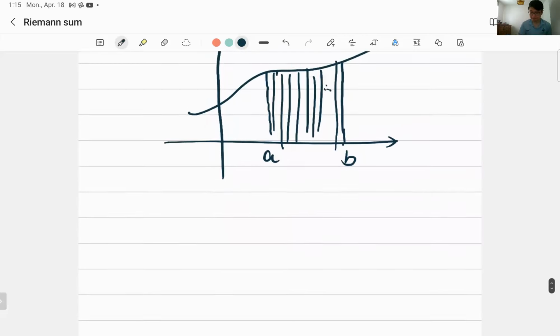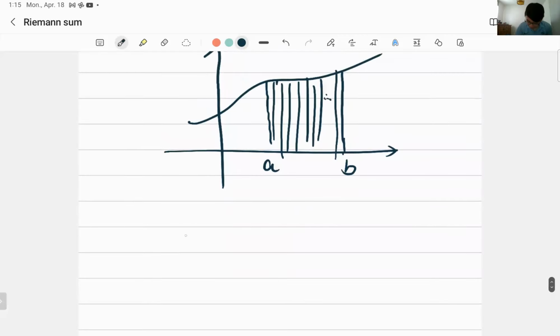The Riemann sum is then written as the sum of, so again, I'm going to do this first. We start with the smaller intervals. The smallest is a, right? We divide into n rectangles. So n is the last number of rectangles we divide into.